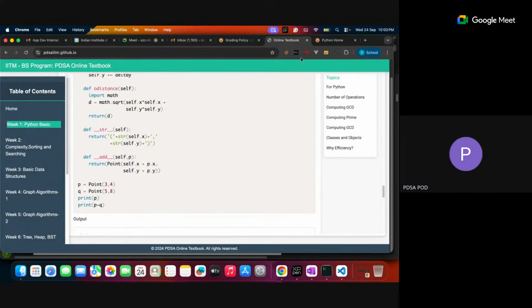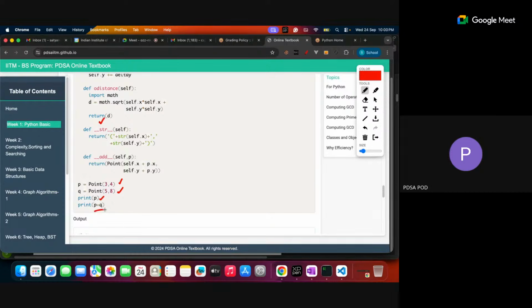See here, two objects are created. The first object is P, the second object is Q. Two point objects are created, two instances. So they are printing P, just whatever the values of 3 and 4, they are printed. That's point P printed. How is this printing? Because of this str function.